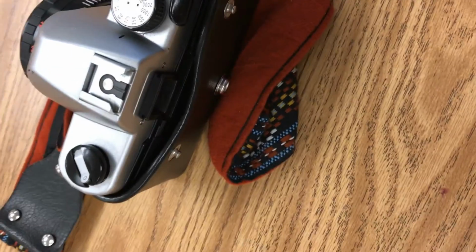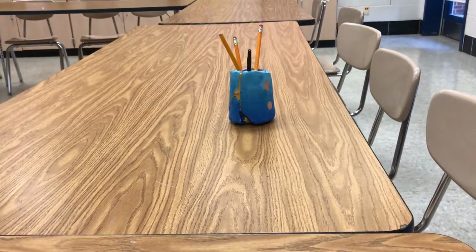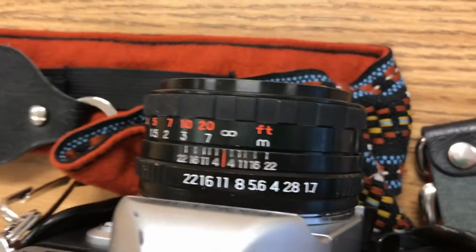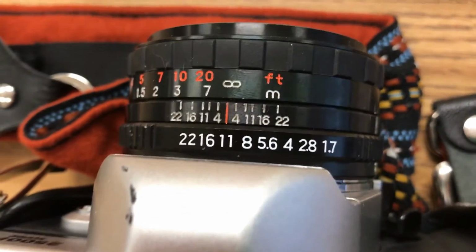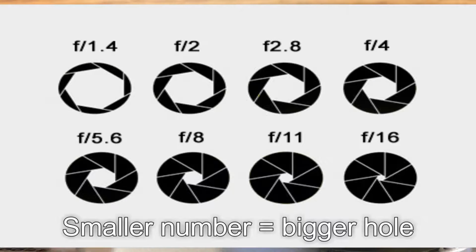To start with shallow depth of field, you want to have an object that will be your subject a couple of feet away from your camera. The first thing that you're going to do is adjust your aperture. The smaller the number, the bigger the hole will be that lets in light.